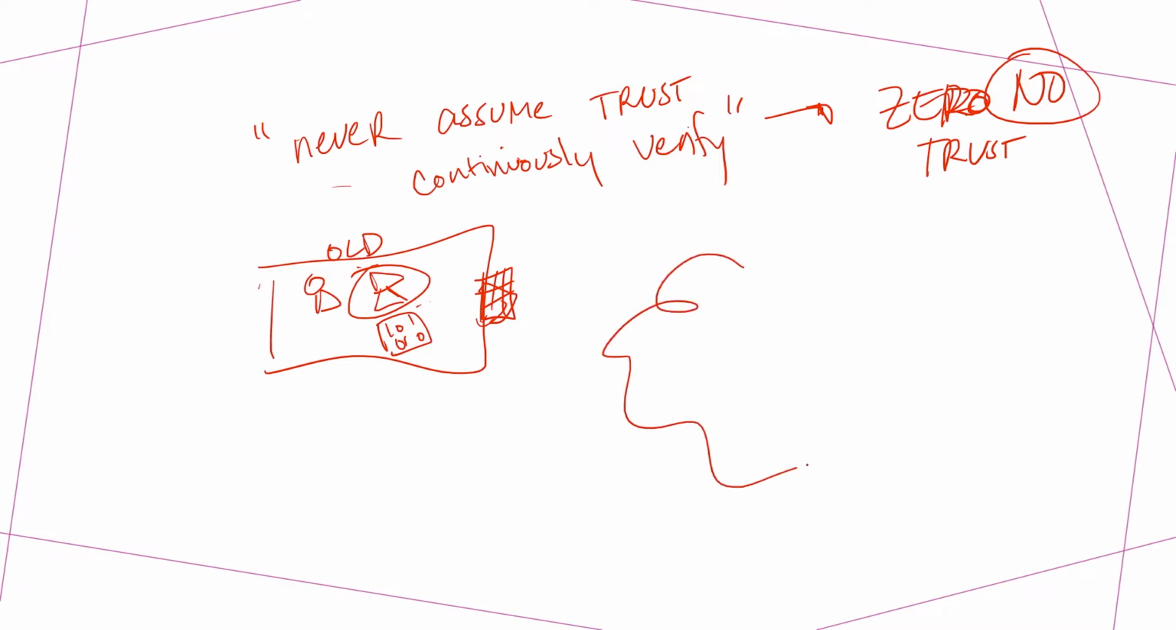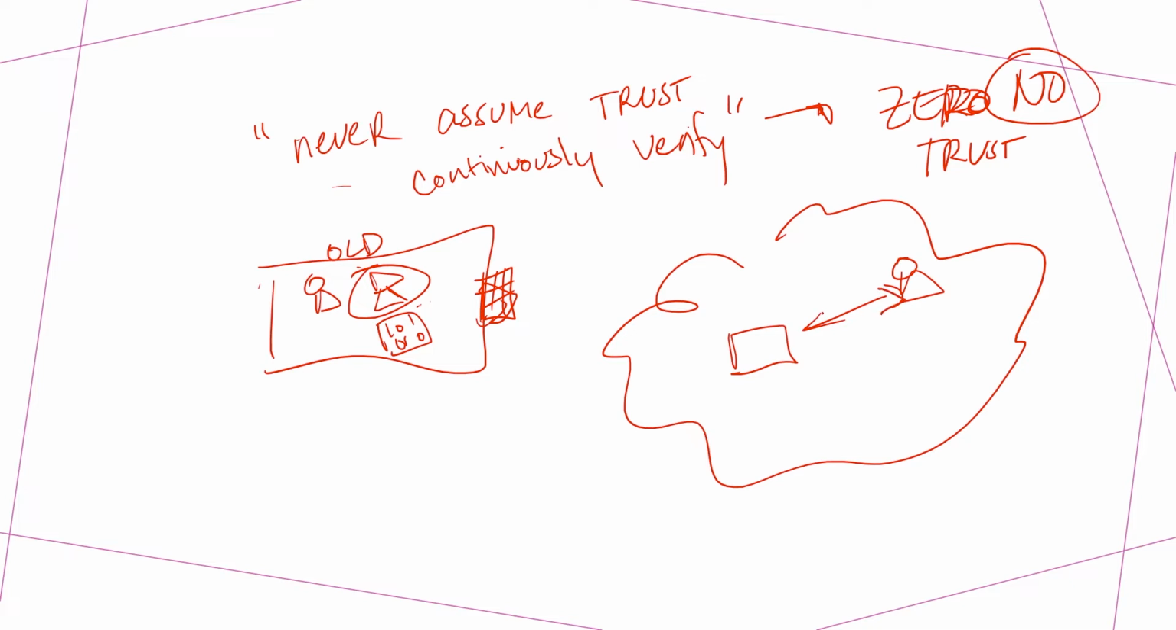So it doesn't trust anything, but it continuously verifies each request. Let's say this is your cloud, this is the user, and this user is trying to access some data in that server. It continuously authenticates this user, verifying the authenticity and the integrity of its identity. Regardless of where the request originates, say this user is from an external network, it will continuously verify that user's identity.